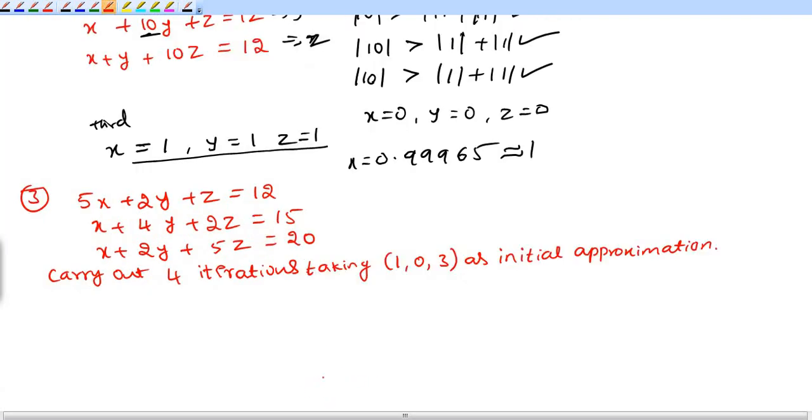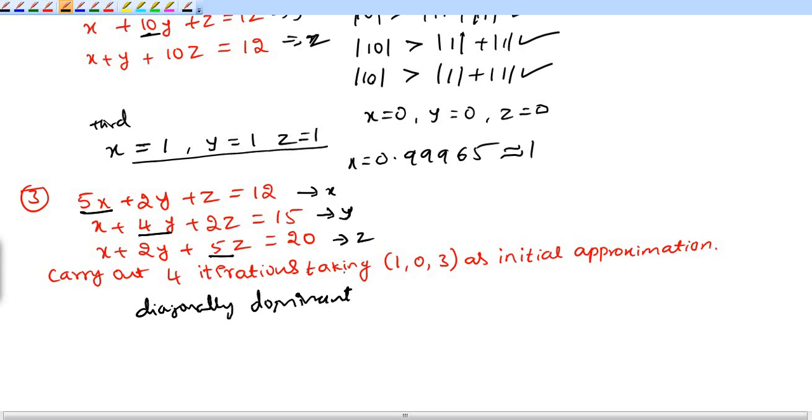Now look at the next question. Here you have to check whether it is diagonally dominant. The first diagonal element is 5, and 5 is greater than 2 plus 1, 3. The second diagonal element is 4, and 4 is greater than 1 plus 2, 3. The third diagonal element 5 is greater than 1 plus 2, 3. So it is diagonally dominant. Then you have to express, from this equation separate x, separate y, and from this separate z.